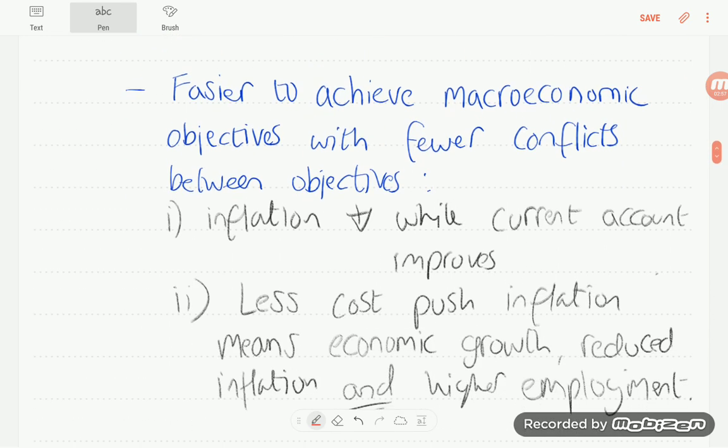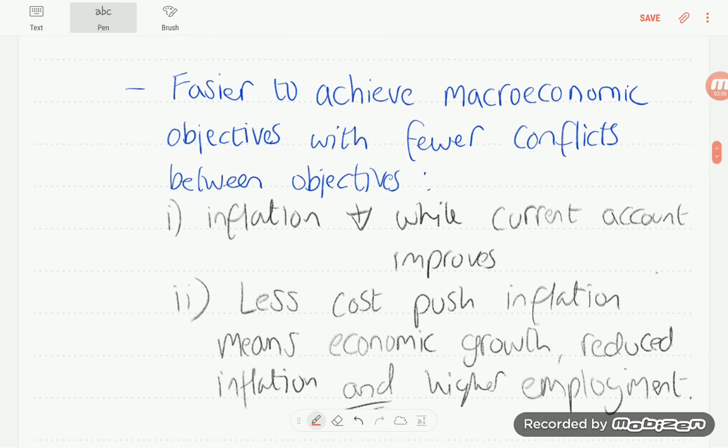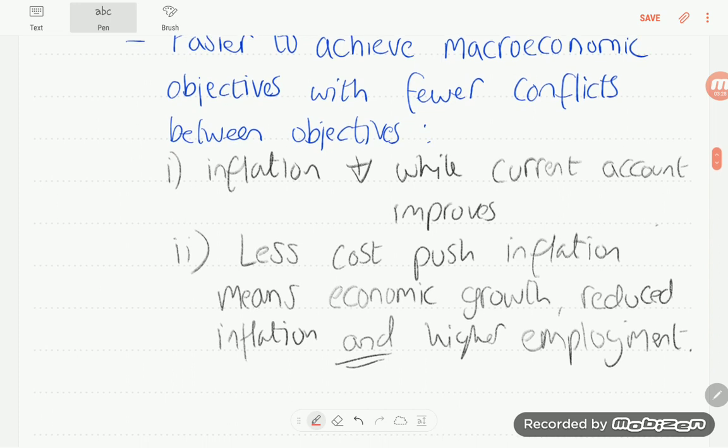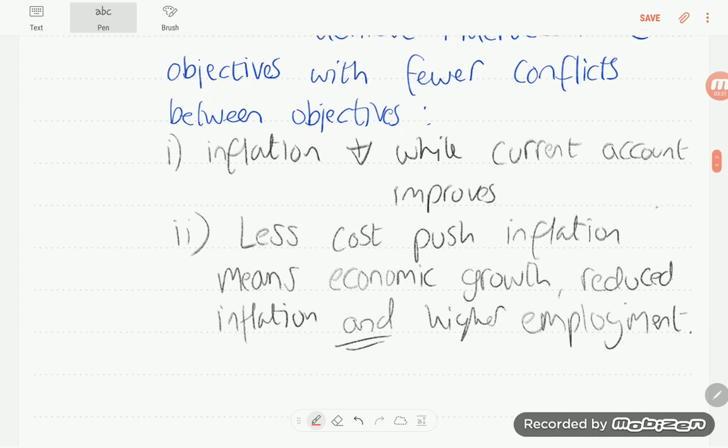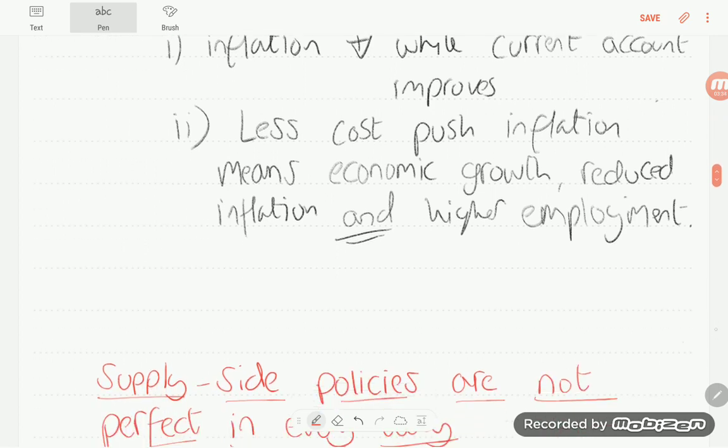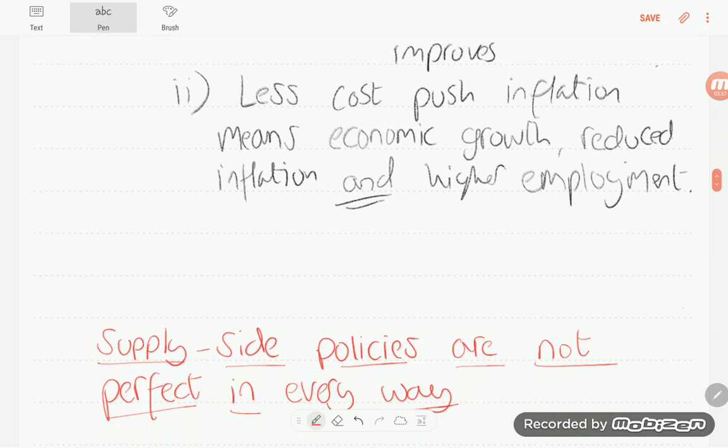For example, unemployment should fall as the economy grows and output expands. And cost-push inflation should be reduced as greater efficiencies and lower costs are achieved with the supply-side policies, providing that they are indeed successful. The current account of the balance of payments should also improve because of increased international competitiveness. That is, AS will shift to the right, inflation should fall, and this should improve exports and limit the number of imports.